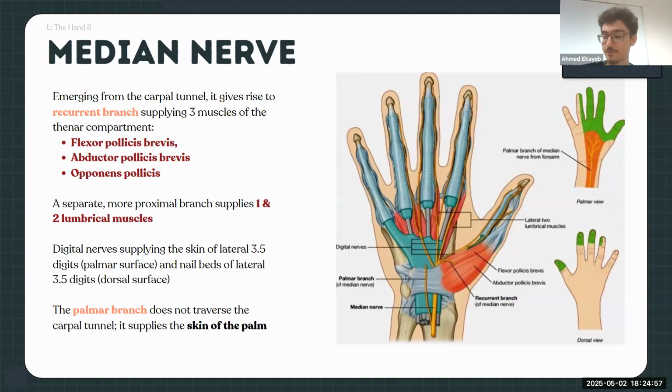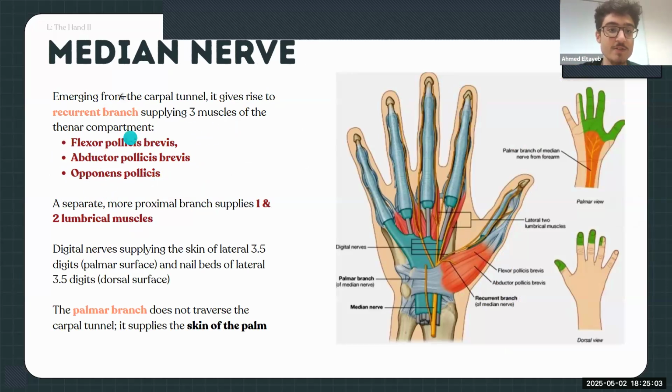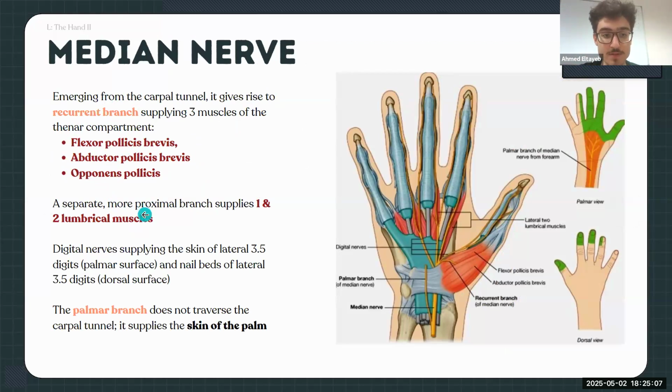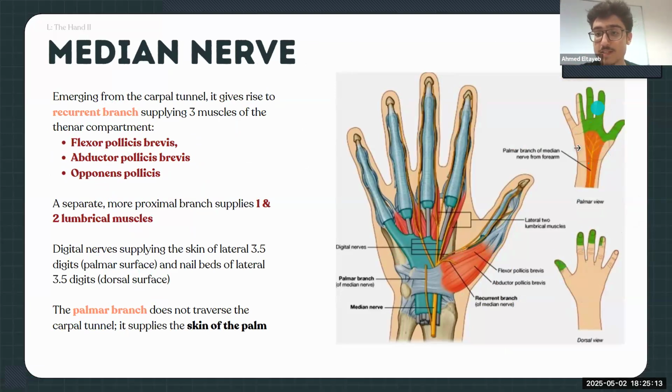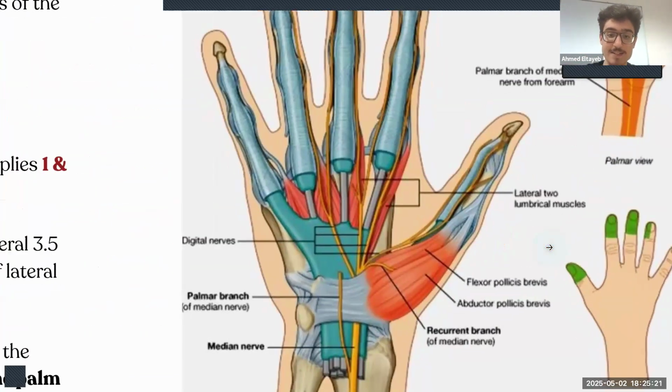Let's finalize the median nerve. We've been tracking it from the forearm, now we're in the hand. And we mentioned it already. It supplies these three muscles through its recurrent branch. And it also supplies the first and second lumbrical muscles. Now, we said it also gives a palmar branch, which will supply this area of skin, and it doesn't go through the carpal tunnel. It's superficial to the flexor retinaculum. You can clearly see it right here.